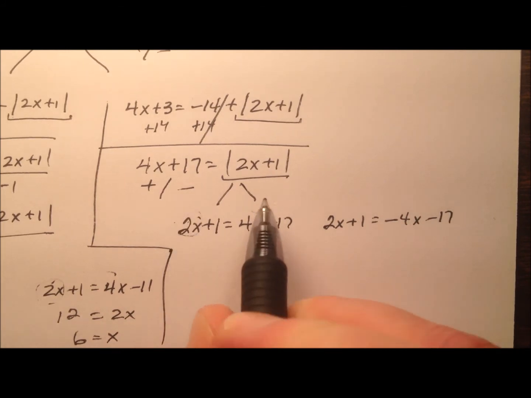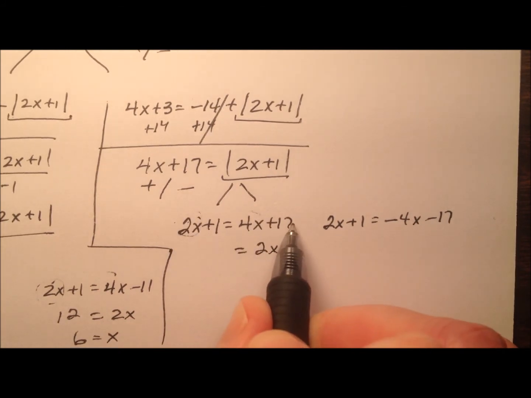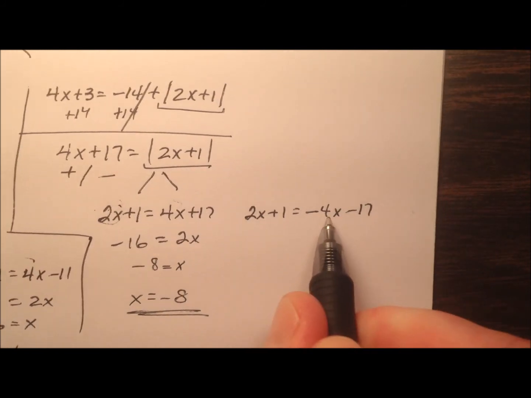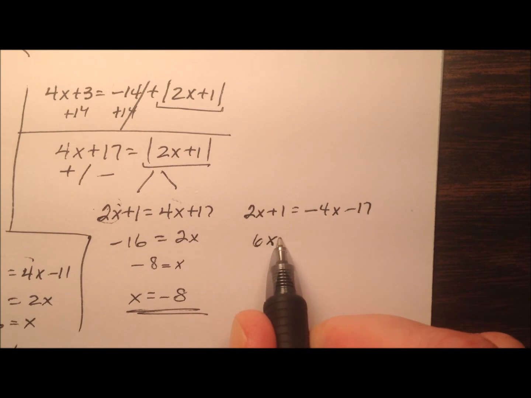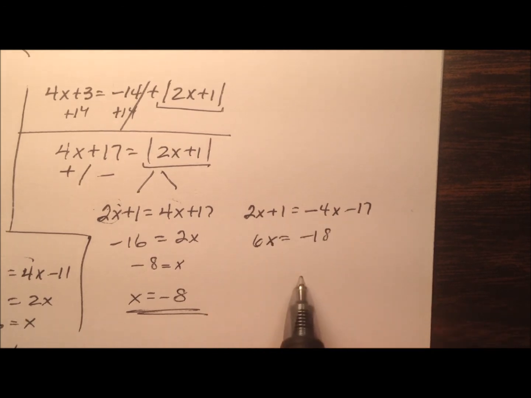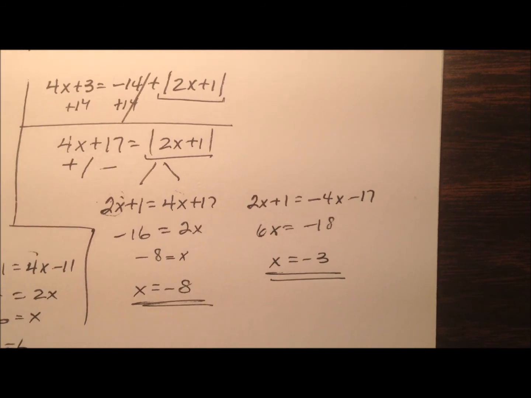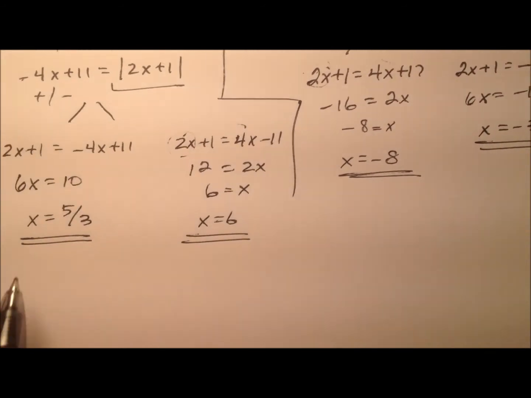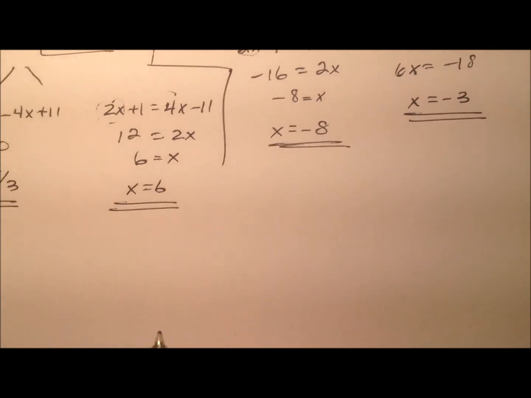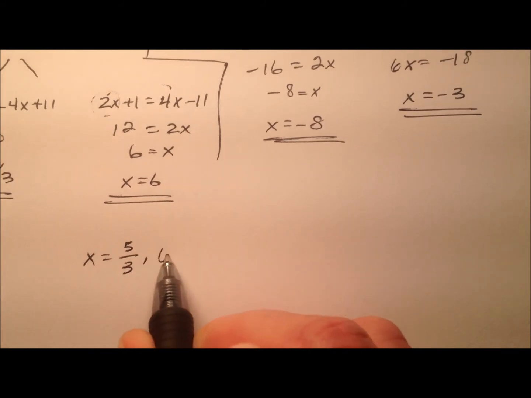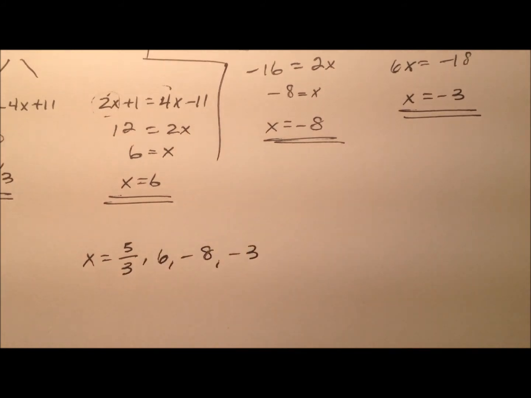So subtracting 2x gives me 2x on the right, and subtracting 17 gives me negative 16. So it looks like negative 8 equals x, or x equals negative 8. And solving this one, add 4x to get 6x, and then subtract 1 to get negative 18. So it looks like the final possible value is x equals negative 3. So goodness, we have 4 values here. Let me collect them all here. The possible values of x are 5/3, 6, negative 8, and negative 3.